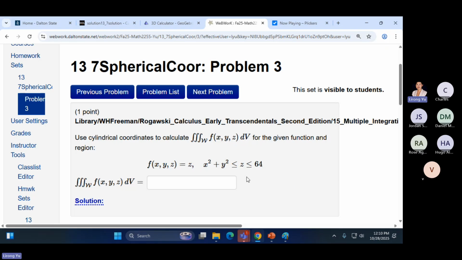You can see the integration region: z equal to x squared plus y squared is a cone, and z equal to 64 is a plane, right? So z is between a cone and a plane. We do have x squared plus y squared in the integration region, which is the reason why cylindrical coordinates will be better for the calculation.